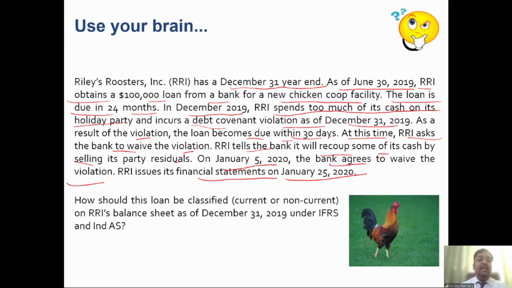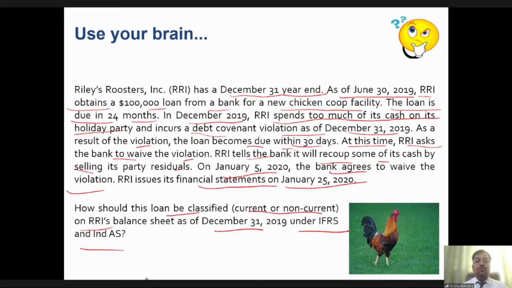So friends, in IFRS, tell me how should this loan be classified, current or non-current, in RRI's balance sheet as on 31st December 19 under IFRS and Ind AS. Tell me, under IFRS and Ind AS, whether this liability or loan will be non-current or current. What will be the classification? Soham is saying non-current in IFRS and current in Ind AS. Soham, you are telling just reverse, right?